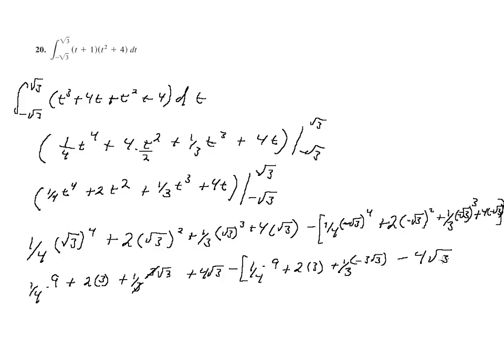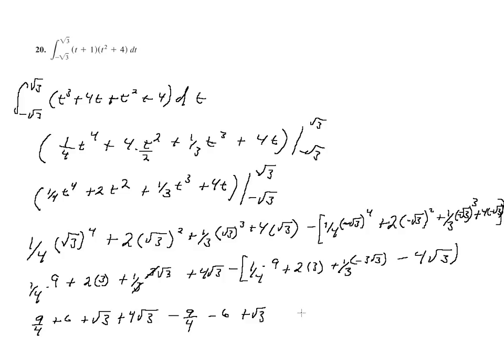So we have 9 over 4 plus 6 plus root 3 plus 4 root 3 minus 9. I'm distributing that negative 1. Minus 9 over 4 minus 6. This will be negative root 3, so negative root 3 times negative 1 is positive root 3. And then negative 1 times 4 root 3 is positive 4 root 3.